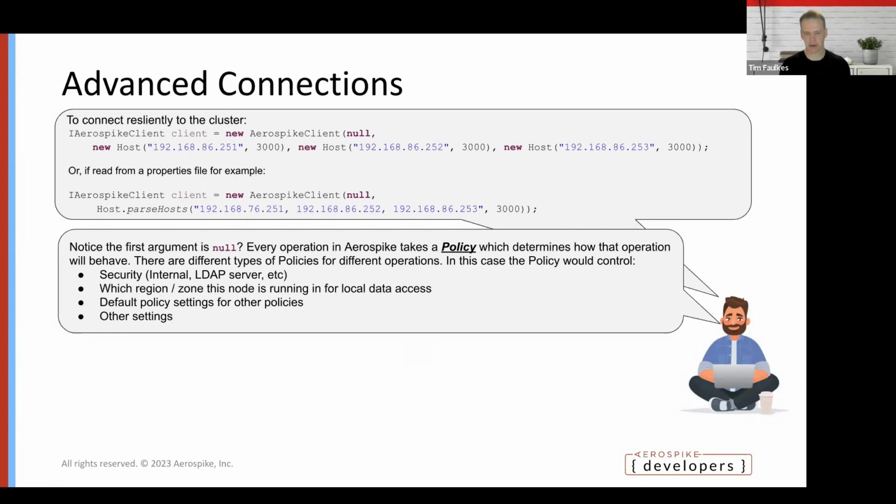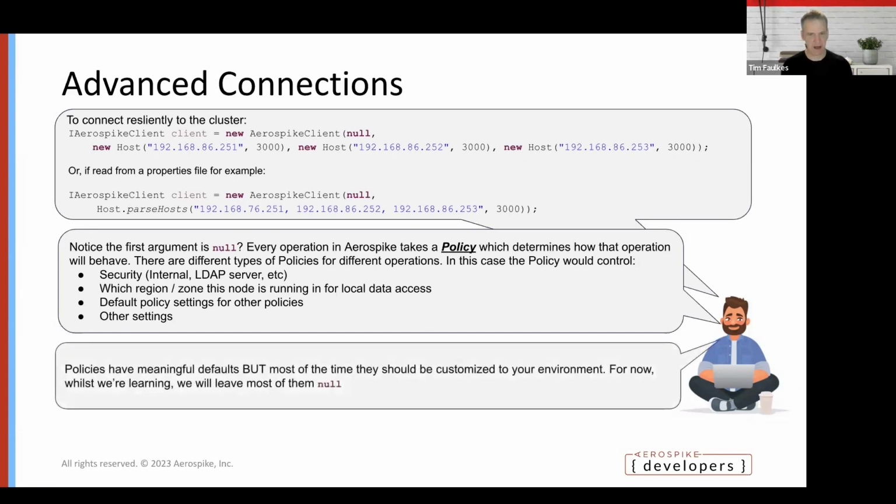If you pass null there, Aerospike will give you meaningful defaults. But in production scenarios, you typically want to think about these more. They're so important that you want to make sure that you've got all the right policies set up. Now, for the sake of ease in this webinar, I'm going to be passing null. But in a production environment, we typically don't recommend passing null. And we can talk more about that in a more advanced topic.